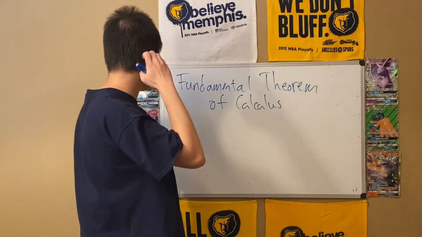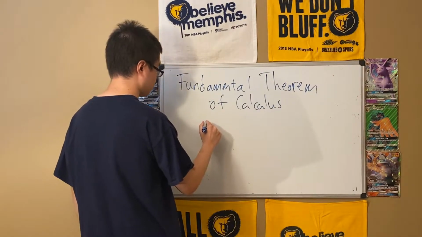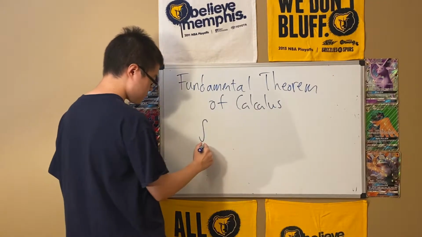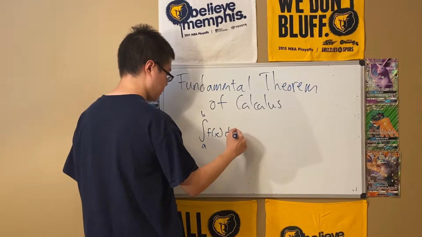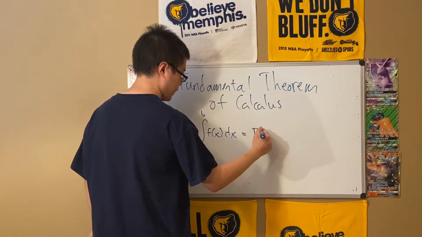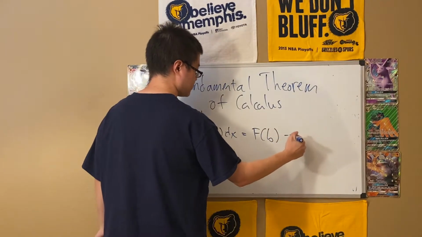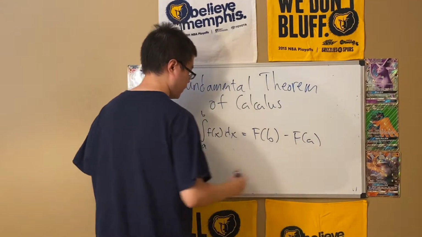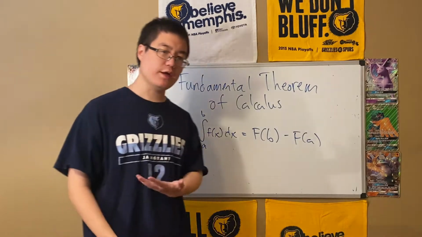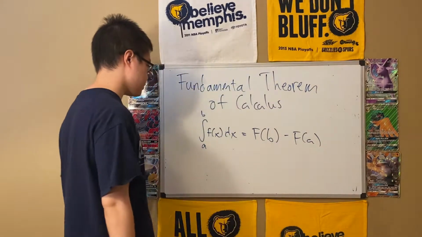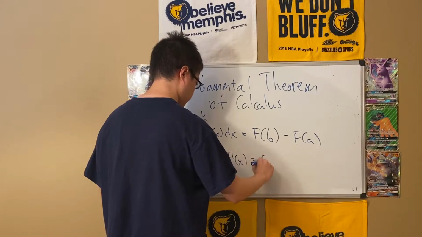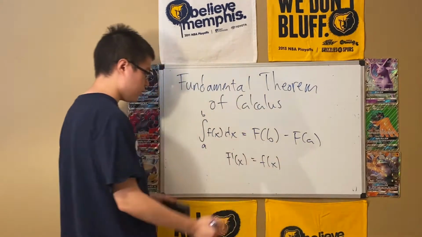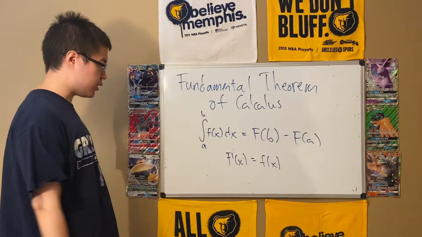So the Fundamental Theorem of Calculus says that it allows us to evaluate definite integrals, the integral of f(x) dx, equals F(b) minus F(a). This is what the theorem says, where little f and big F are related in a certain way. Let me write out that relationship: F prime of x is equal to little f of x. Or in other words, we're going to introduce new nomenclature here.